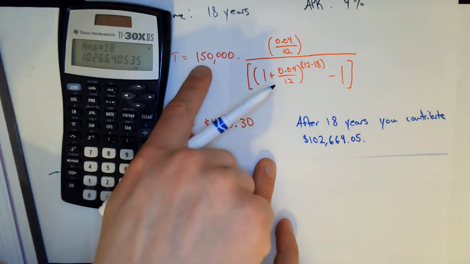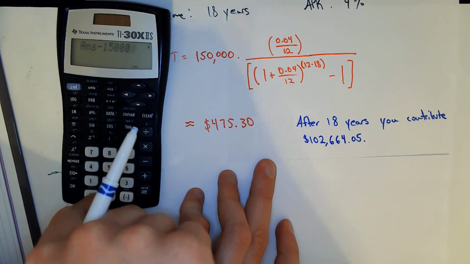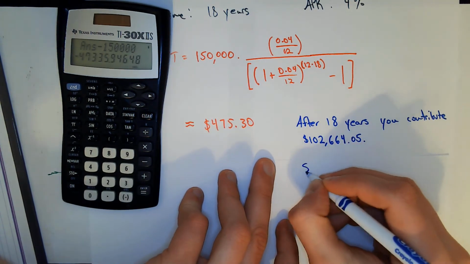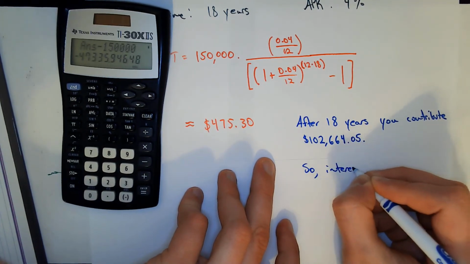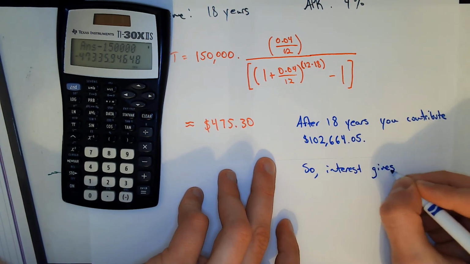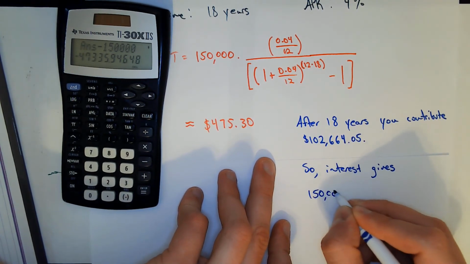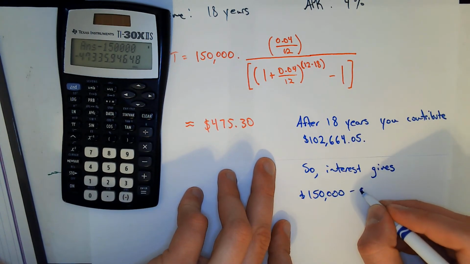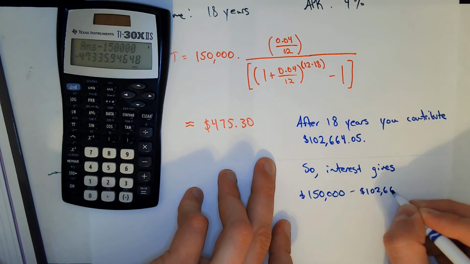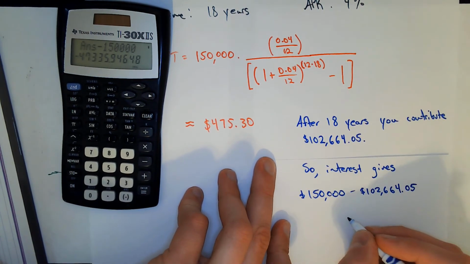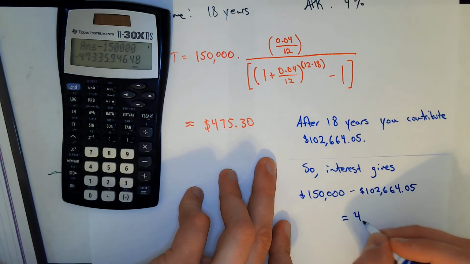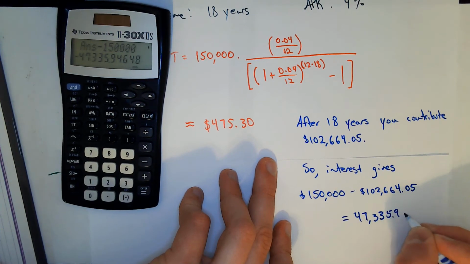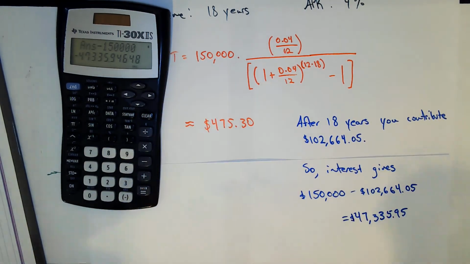Well, the end amount is $150,000, so I could subtract that, and my sign is going to be the wrong way around, but that's okay. So interest gives that difference: 150,000, which would be the amount in the account after 18 years, minus the amount you put in, which is most of it, right? But still, you get a fair bit of interest, which is 47,000, I mean, that's a lot, right? $335.95 in interest.